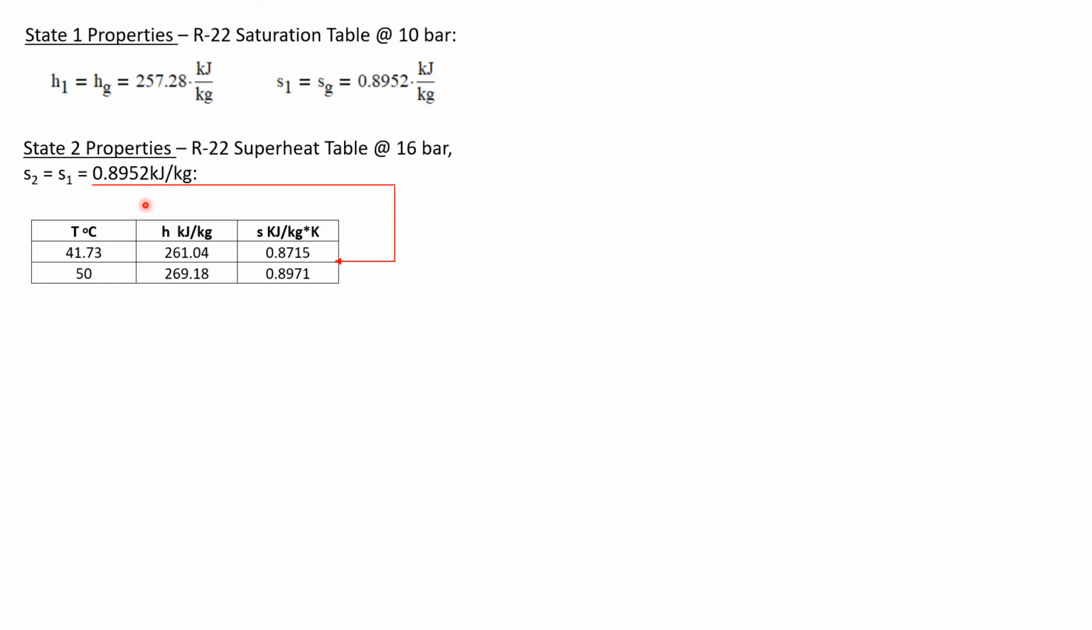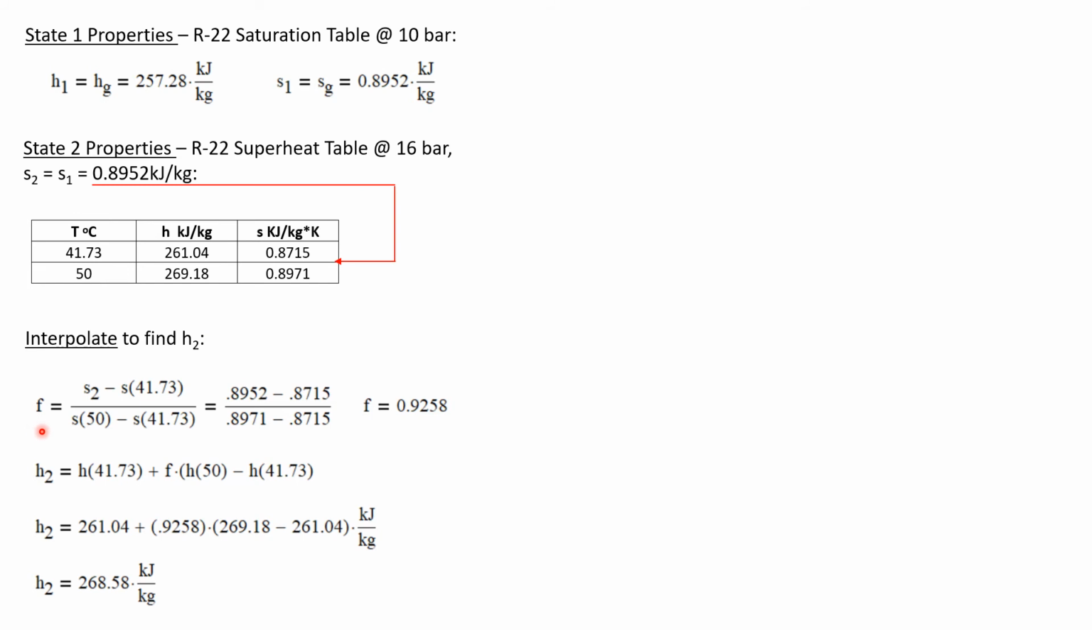So we can go into the superheat table at 16 bar and look for this entropy value. And we find that it sits between these two rows. The first row has a temperature of 41.73 degrees C. The second row has a temperature of 50 degrees C. And both of these rows have an enthalpy given and an entropy given. And we know we're sitting in between these two rows. So let's interpolate.